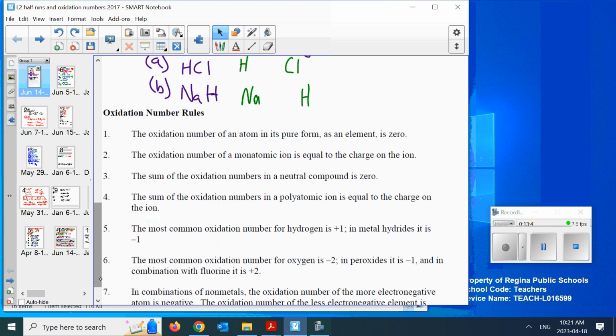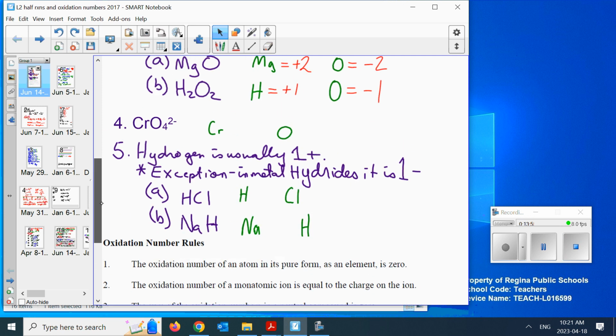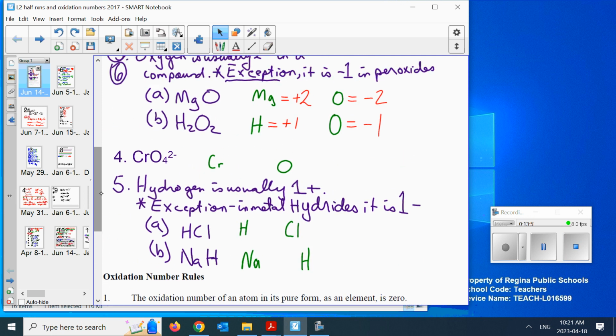Rule 4 is the sum of oxidation numbers in a polyatomic ion, or any atom ion, is equal to the charge. So that means everything has to add up to, in this case, 2-. We also know that oxygen is technically -2. So I'm going to write this down right away. We always write it down for 1 atom. On the side, we do a little scratch here for CrO4.